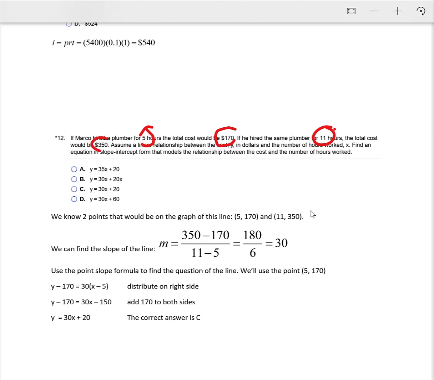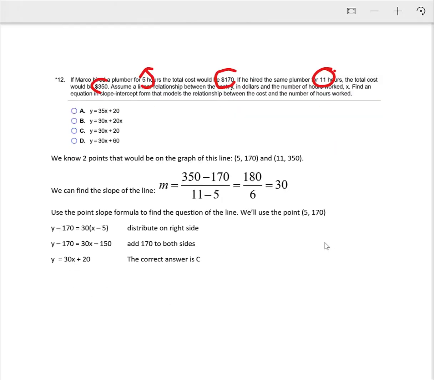And I can find the slope of the line that connects those 2 points using the slope formula shown here, and the slope comes out to be 30. Now, if you don't want to use the point slope formula, you could see which of the equations those points satisfy. That's one solution, but I'm going to use the point slope formula, and I've gotten the slope of 30, and I'm going to use the point (5, 170).